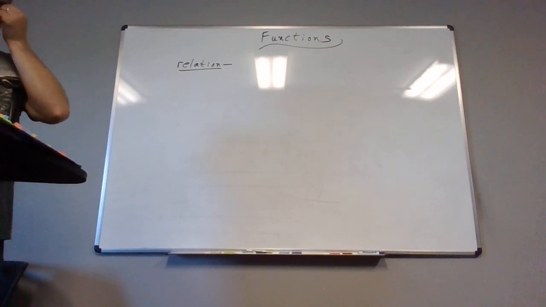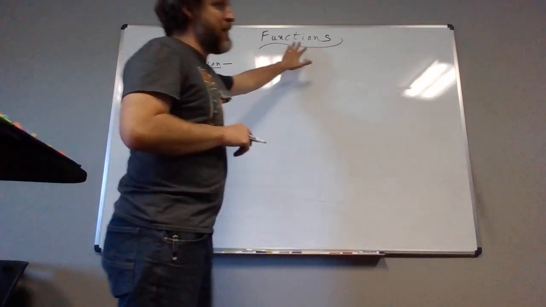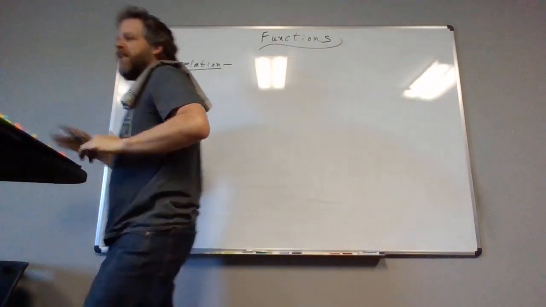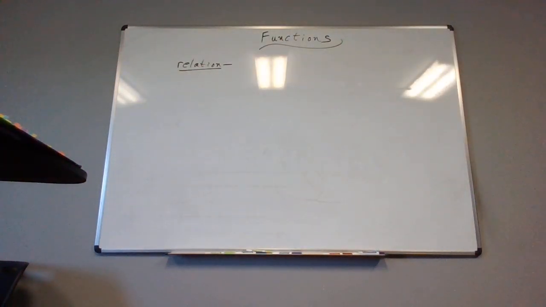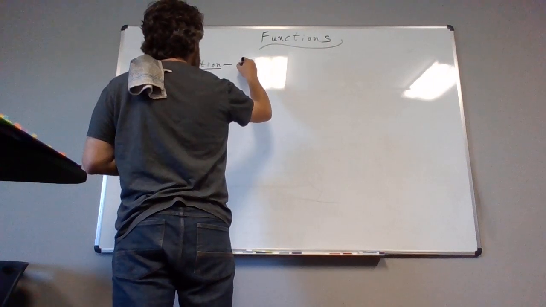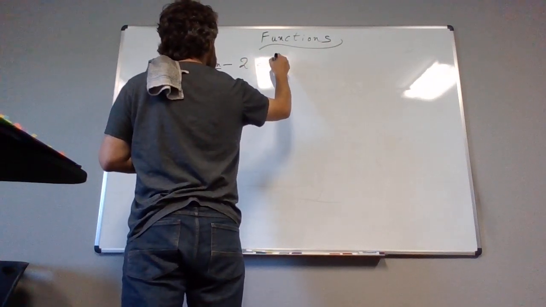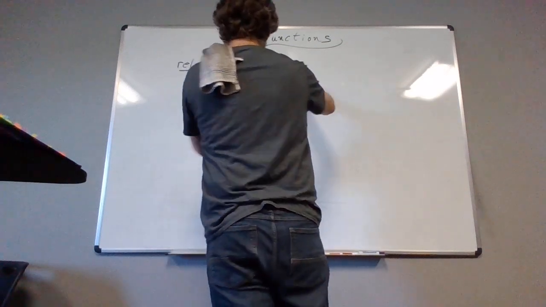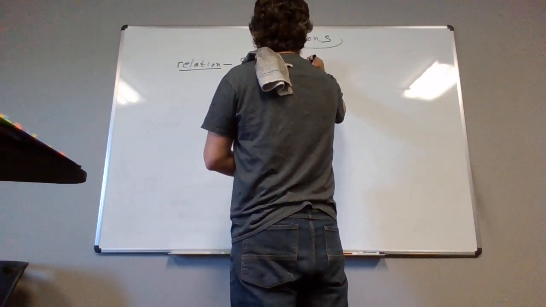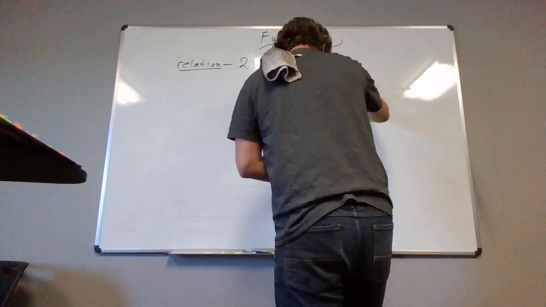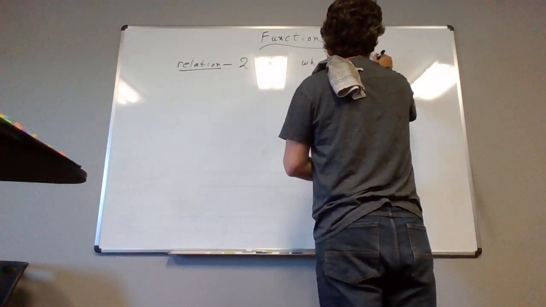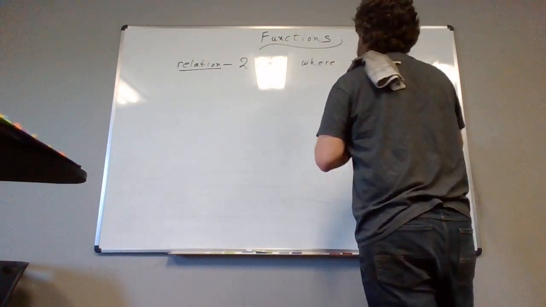A function is a special type of relation. So in order to define what a function is, we need to define what a relation is. Is this making sense so far? Good? A relation is two sets, where the independent quantities... Don't worry, we're writing a bunch of big words. We'll put some pretty pictures with it and it'll make more sense.